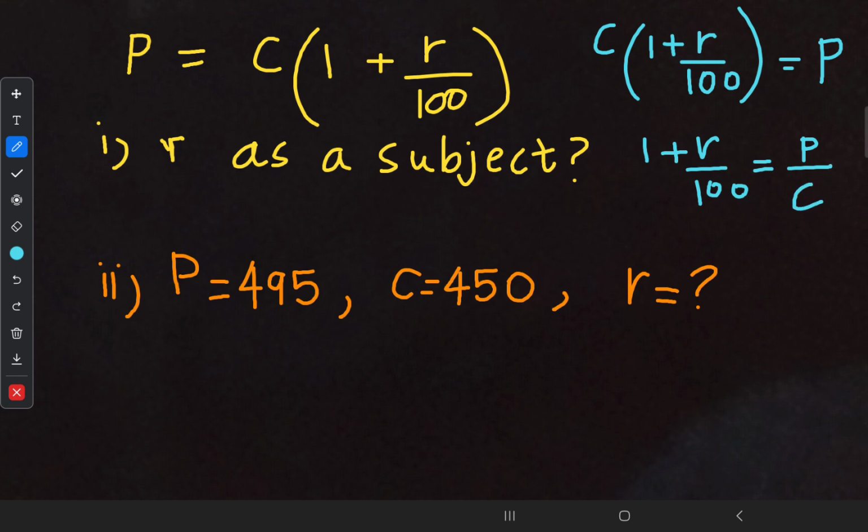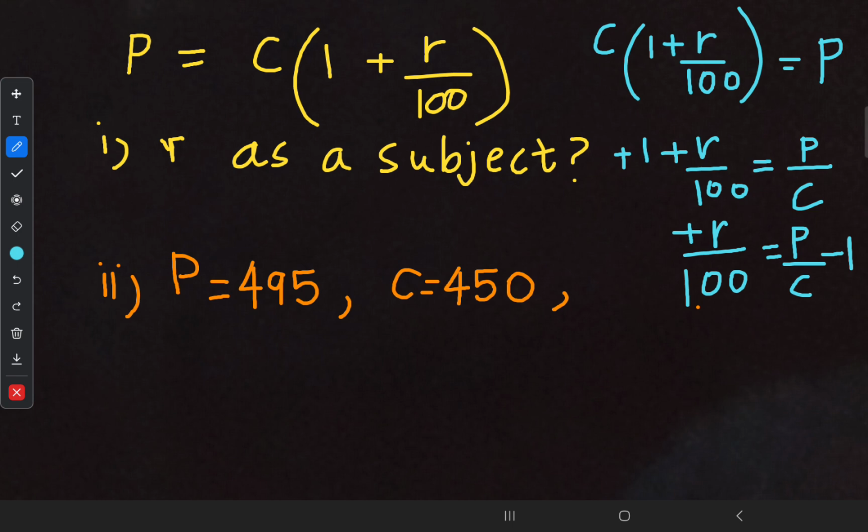Then after, what is the direction for 1? Don't think about this positive, okay? That positive direction belongs to this R, not to 1. So you should keep R divided by 100 as it is. Let's bring the positive 1 as a negative 1 to the other side. So P upon C minus 1. From this P upon C, you should subtract 1.